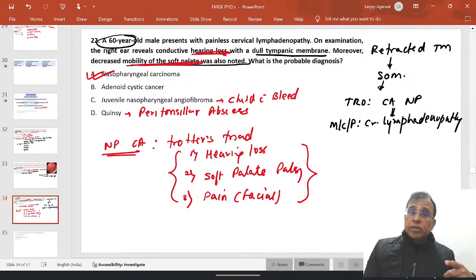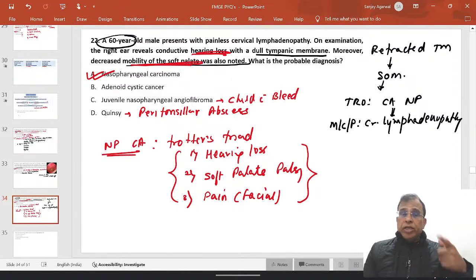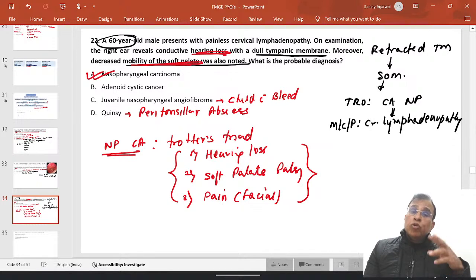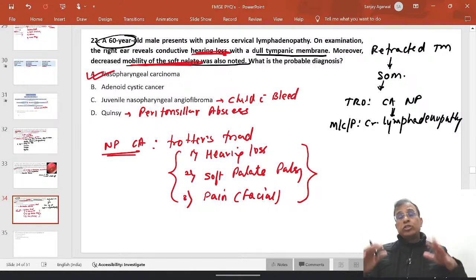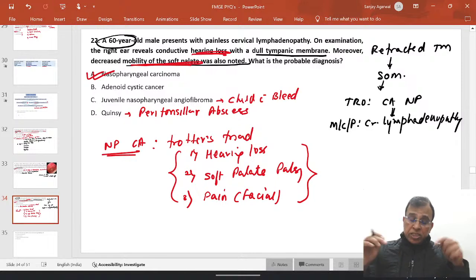So nasopharyngeal carcinoma is a very, very important topic in your exam. You know that just before COVID, 2017, 2018, 2019 and 2020 also, 4 times back to back in your question paper, there was a question from nasopharyngeal carcinoma. And in one of these 4 papers, there are more than one question from this particular topic. So nasopharyngeal carcinoma is a very important topic.